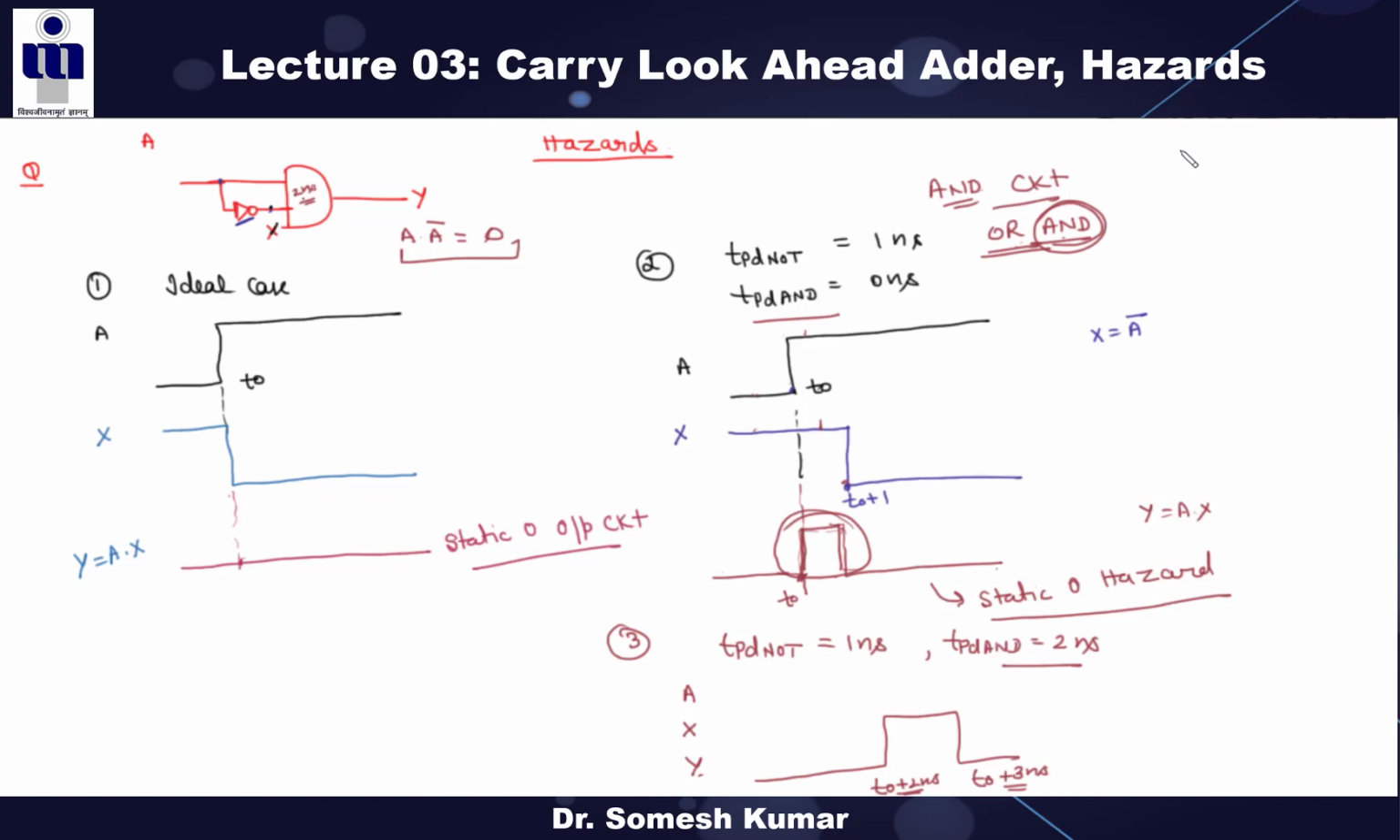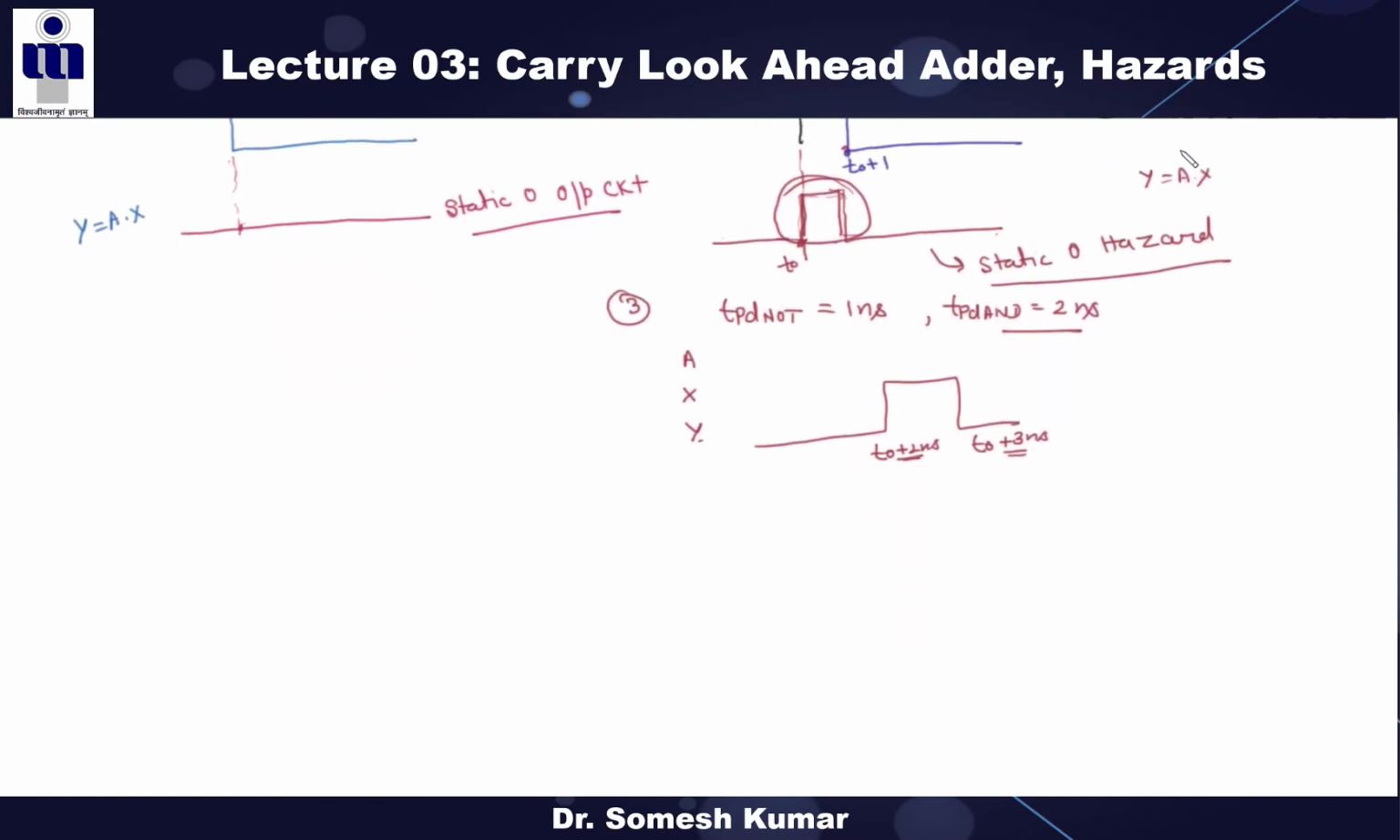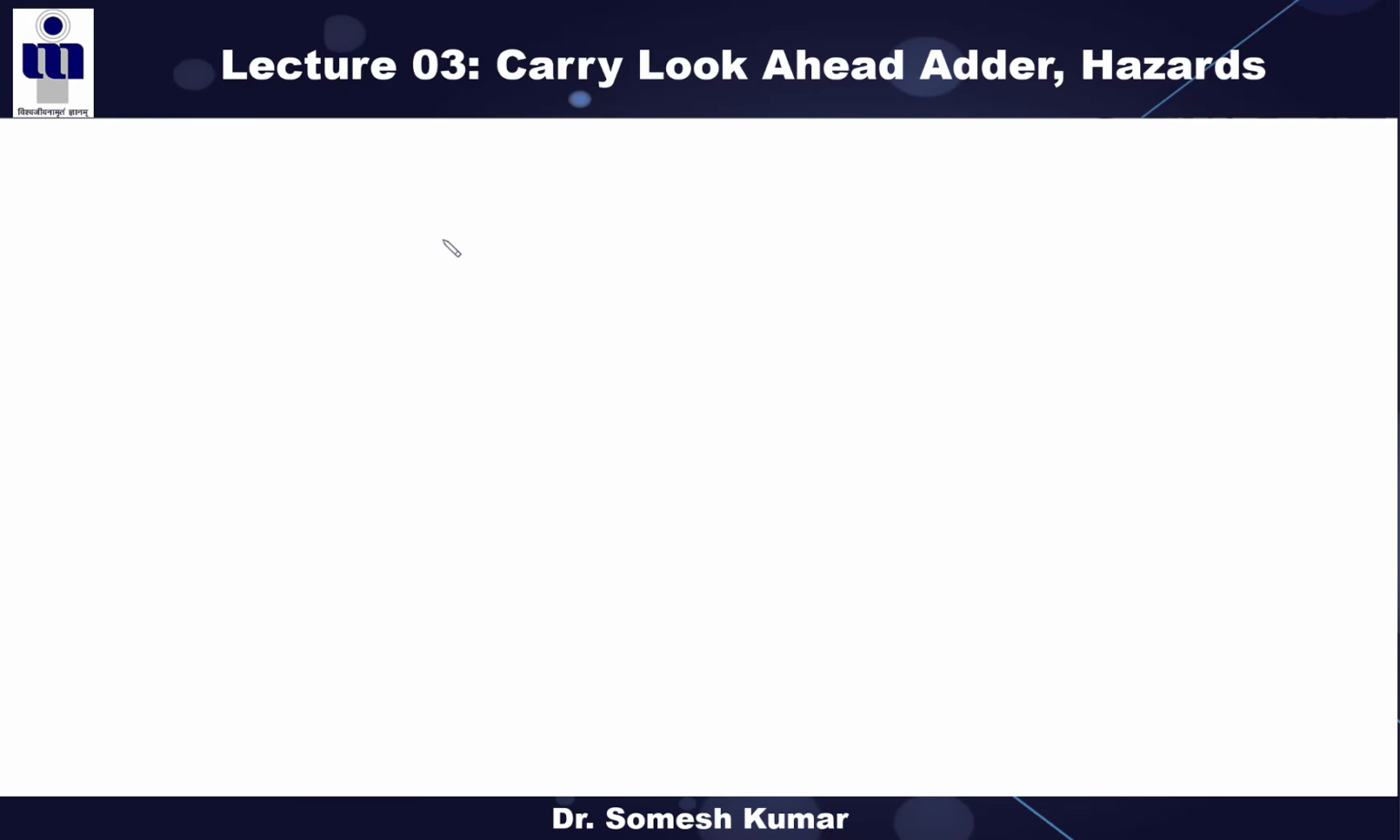Now we will talk about the static one hazards. Now I am giving another example. This is the case, and here this XOR gate has a 20 nanosecond delay, and this NOT gate has a 10 nanosecond delay. This is your X, this is your Y. Now tell me, this is your A, so what is X?